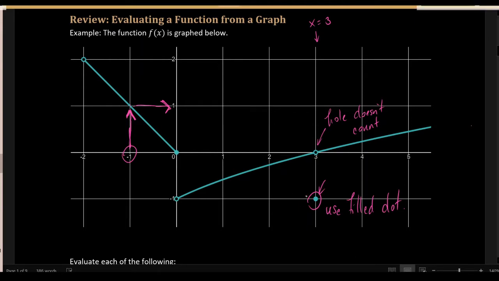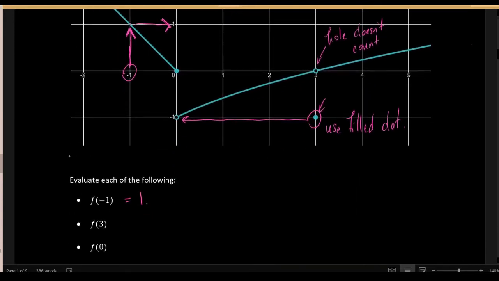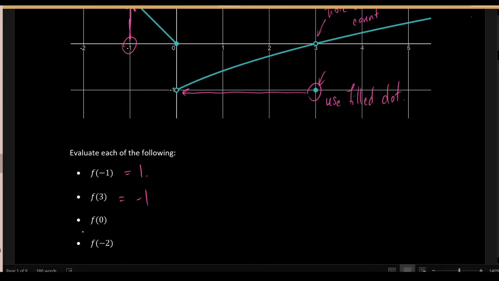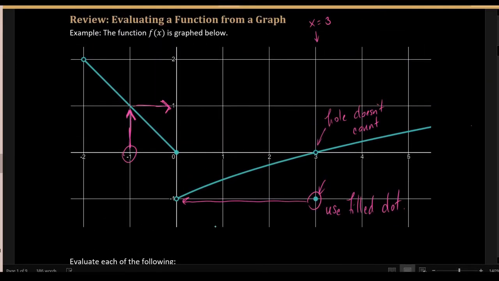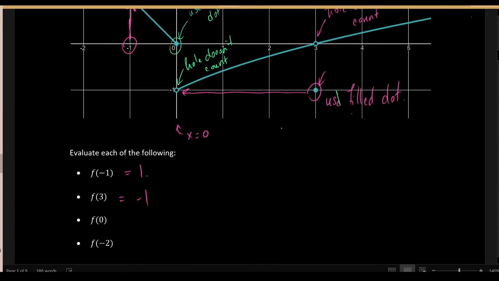So what's the y-coordinate of that filled dot? The y-coordinate of that filled dot is -1. And therefore the true value of f of 3 is equal to -1. So let's try and apply that principle to f of 0. So I'm going to look on the graph for the locations where x is 0, right here on the y-axis. The true point on the graph is the one corresponding to the filled dot. This point has a y-coordinate of 0, and therefore f of 0 is equal to 0.